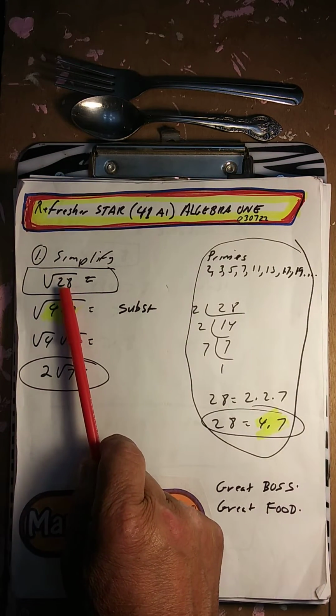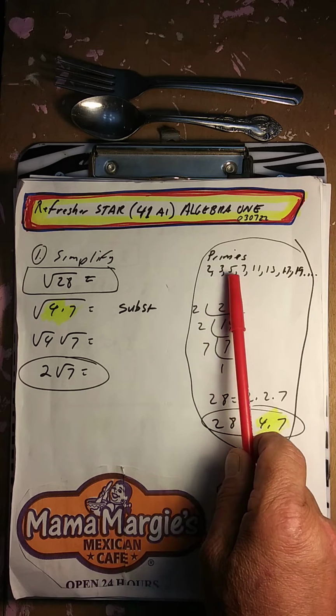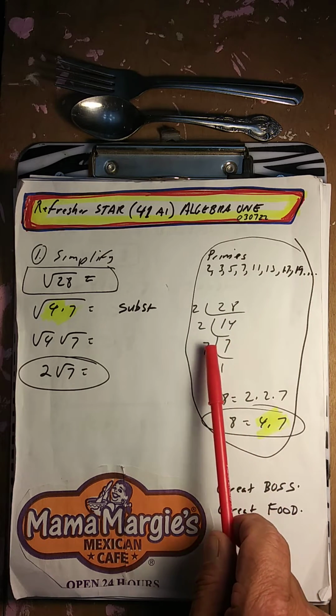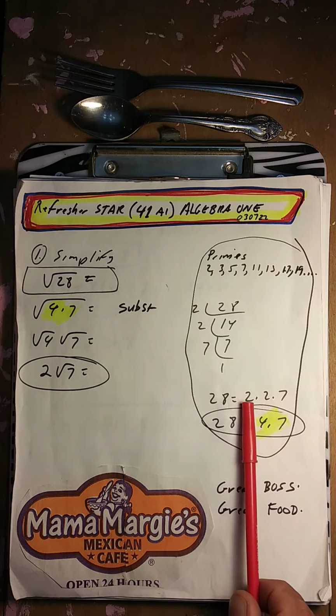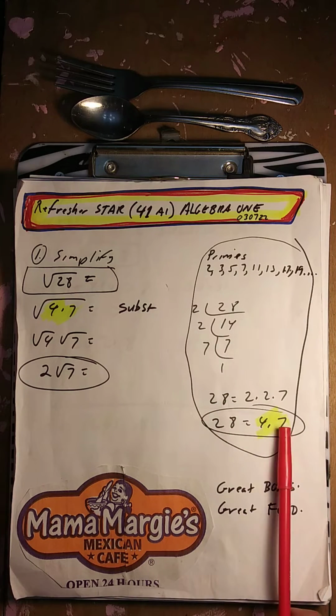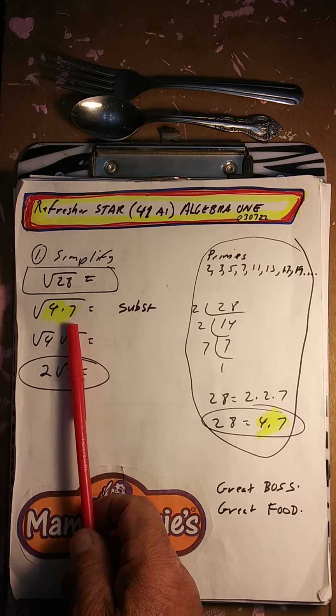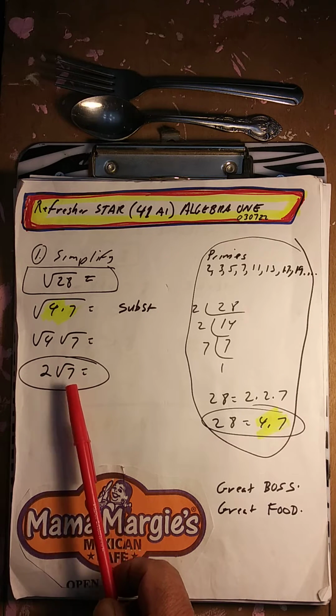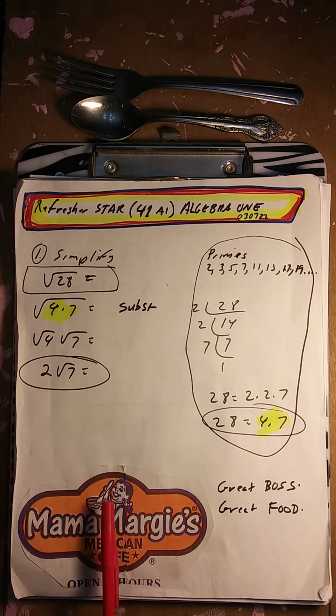Square root of 28. Well, let's break it up. Prime numbers 2, 3, 5, 7, and so on. 2 divides 28, 14. 2 divides 14, 7. 7 divides that, 1. So 28 is 2 times 2 times 7, or 28 is 4 times 7. Square root of 4 times 7, or square root of 4 and 7. So the square root of 4 is 2, giving 2 square root of 7. So that's the answer right there.